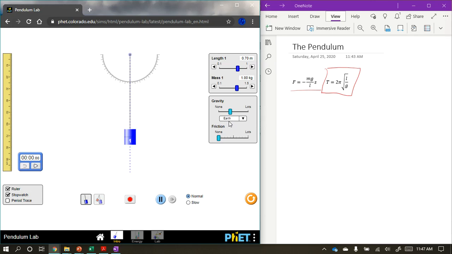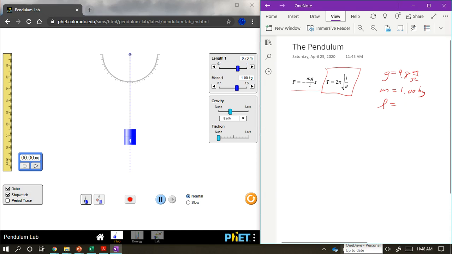Gravity is 9.8 meters per second squared. We're on Earth, so that hasn't changed. The mass right now is 1 kilogram. Keep that simple. Then we want to talk about the length of the string. Currently on the left, notice here the length of the string is currently set to 0.7 meters. Then the period is going to equal 2 pi times the square root of the length, 0.70 meters, divided by 9.8 meters per second squared.